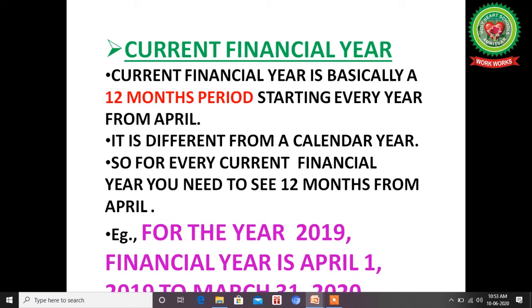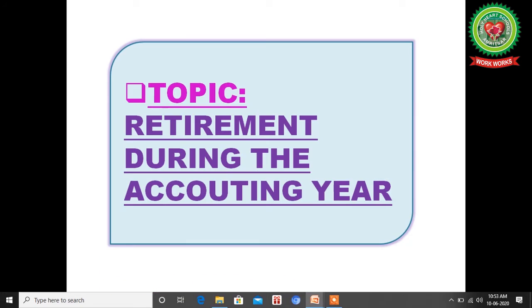Now current financial year. You know that it is 12 months, started from 1st April till 31st March. Current financial year is basically a 12 months period starting every year from 1st April. It is different from a calendar year. So for every current financial year, you need to see 12 months from April. For example, for the year 2019, the financial year is 1st April 2019 till 31st March 2020.